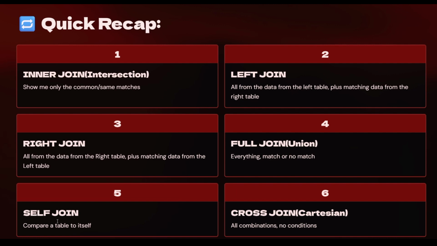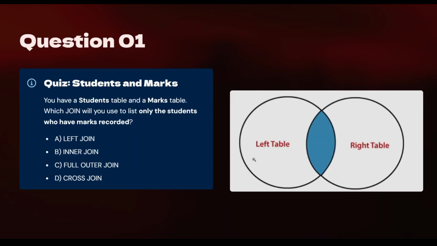Self join is used to compare the table within itself. The cross join, also known as a Cartesian join, is used for all the combinations without any particular conditions. Let's jump to the quiz part.